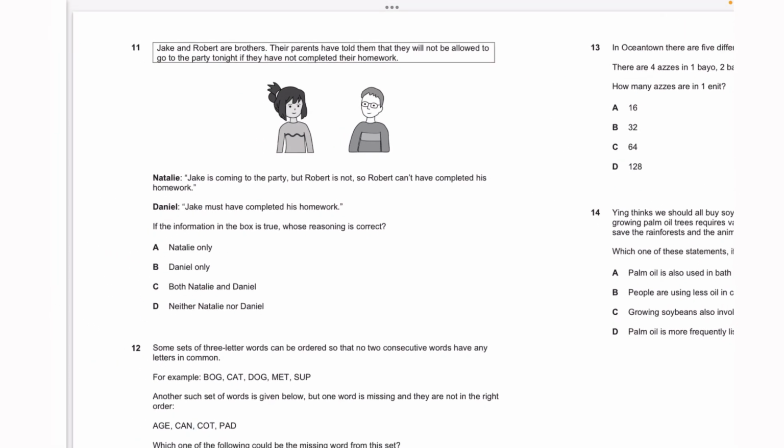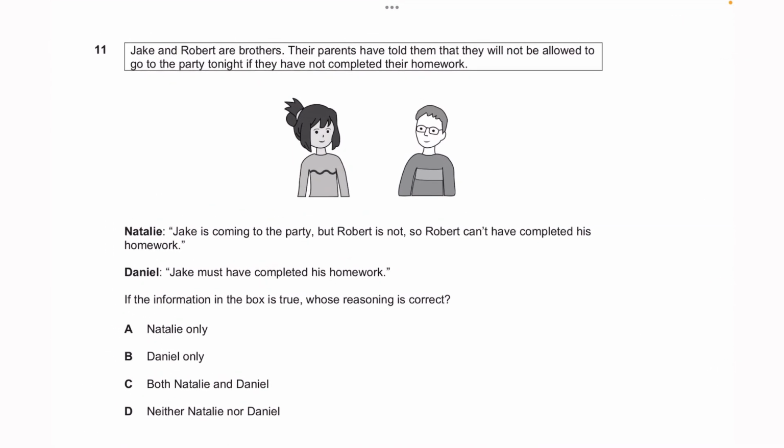Moving on to the next page, having a look at question 11. So question 11 says this. It says, Jake and Robert are brothers. Their parents have told them that they will not be allowed to go to the party tonight if they have not completed their homework. Now, Natalie says this. Jake is coming to the party, but Robert is not, so Robert can't have completed his homework.